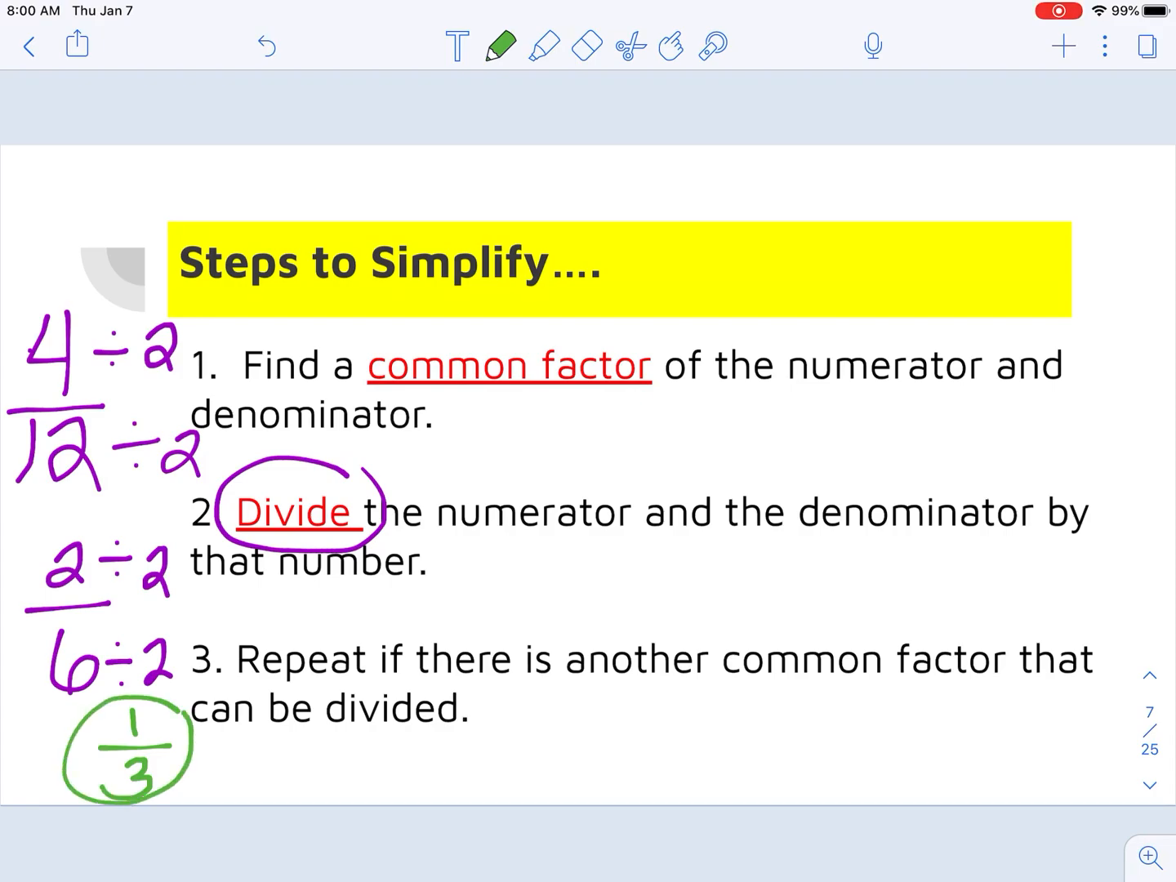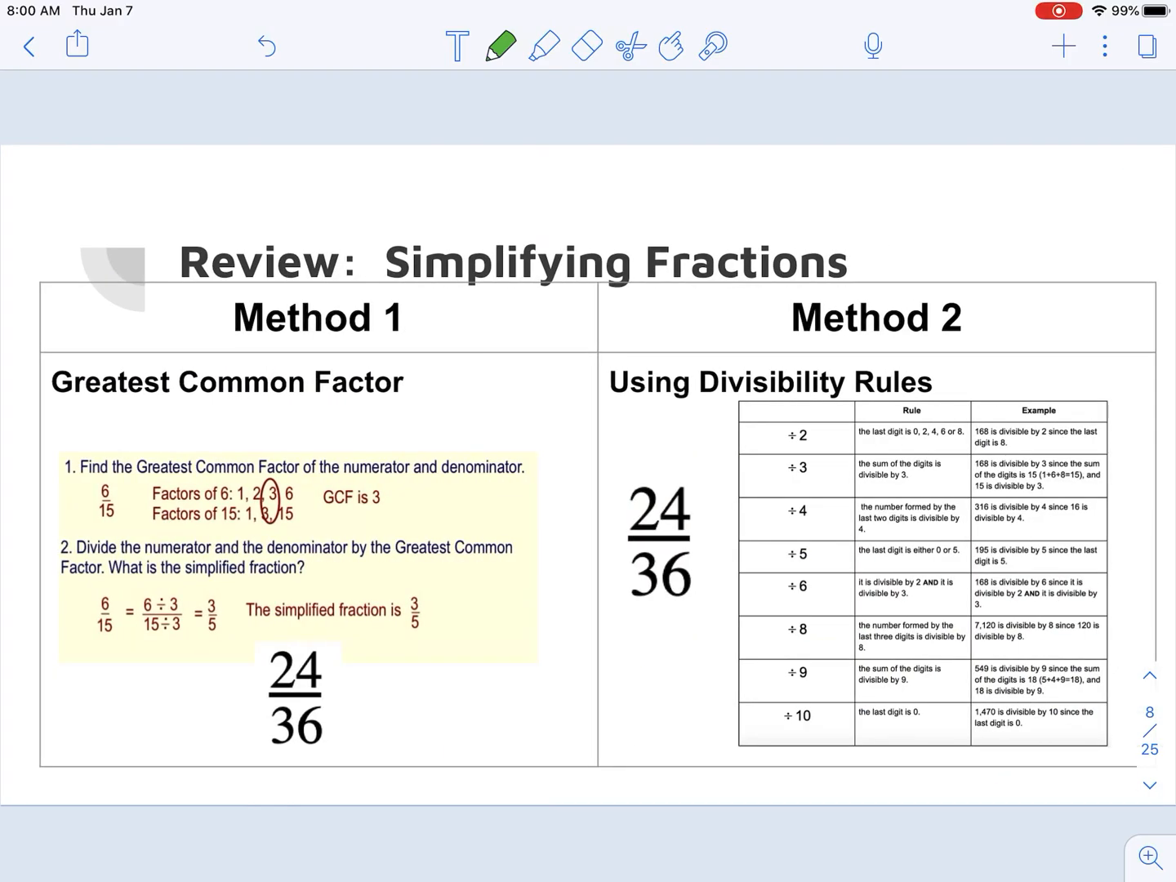Okay, so there's a couple ways that people like to find their factors. If we look at the fraction 24 over 36, one method that you can use is you can list out the factors of each of those numbers. So remember, factors are numbers that go into the numbers. So if I'm looking at 24 and 36, I know that 24 has 1 times 24. So I know those are both factors of 24. And 2 times 12. And 3 times 4. And 6 times 2.